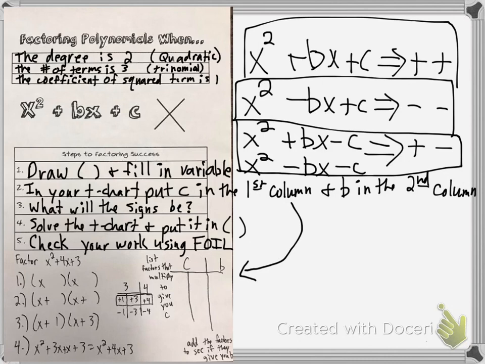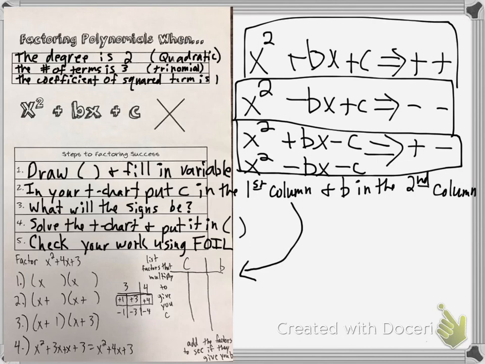Factor x squared plus 4x plus 3. I did it step by step for you, so you can look at the paper that I gave you. My first step: draw your parentheses and fill in the variable. So that's what I did. I drew my two sets of parentheses. We're dealing with x, so I put my x's in my parentheses. Everyone good with that first step?